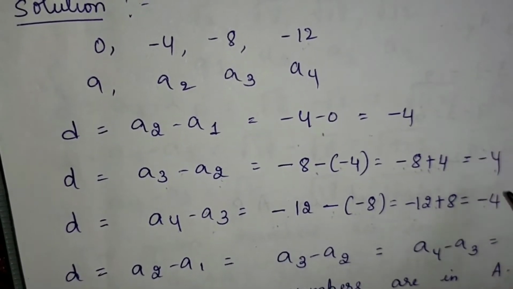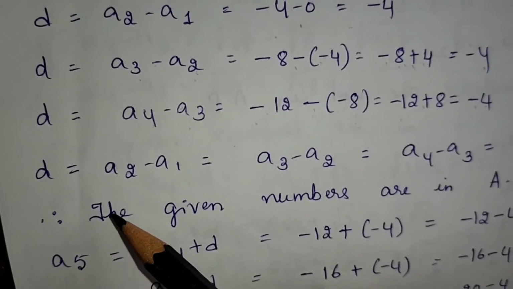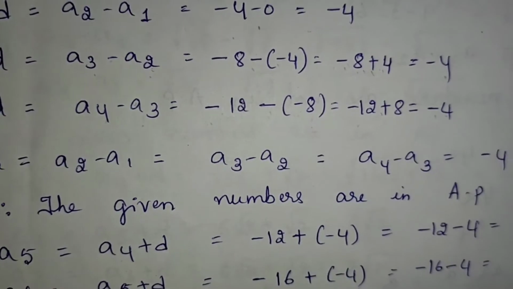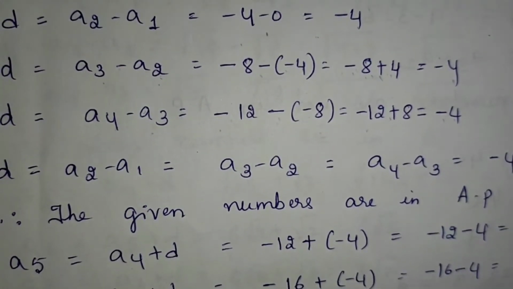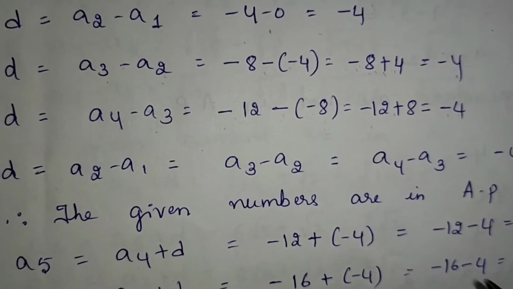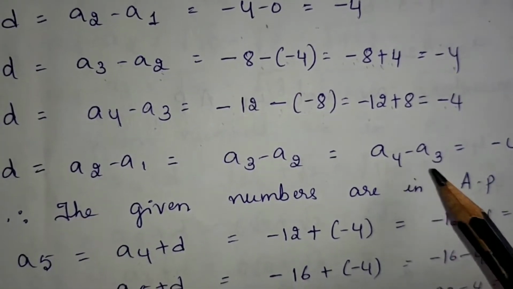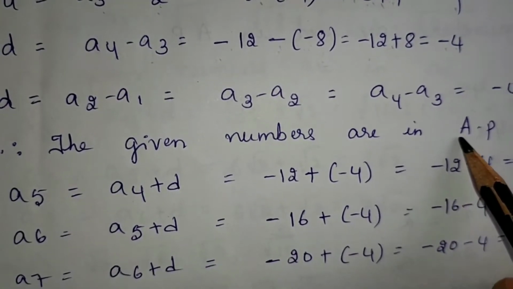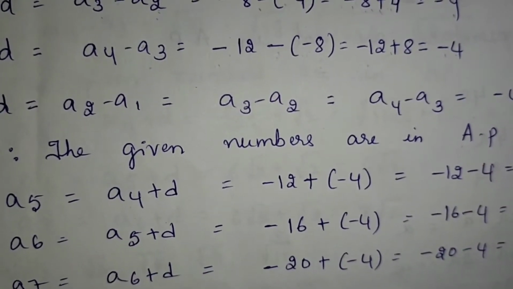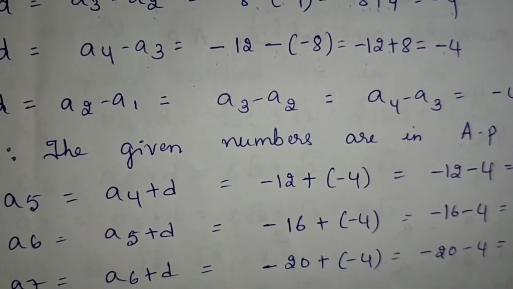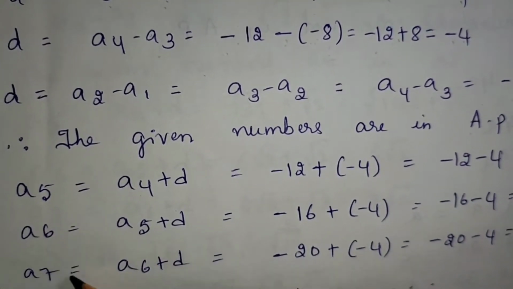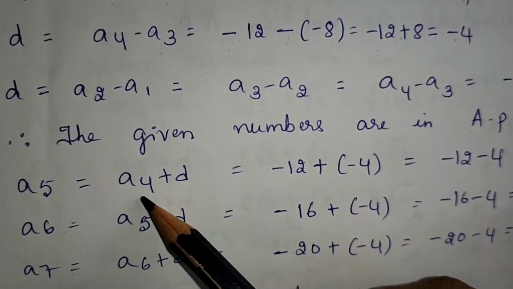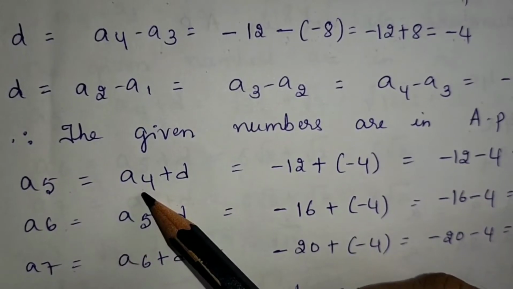If we observe, the common difference is the same, that is D is equal to A2 minus A1, which is the same as A3 minus A2, which is the same as A4 minus A3, that is equal to minus 4. Hence, the given numbers are in AP. If the numbers are in AP, you have to find out the next 3 terms, that is A5, A6 and A7. A5 can be found by adding the common difference to A4.